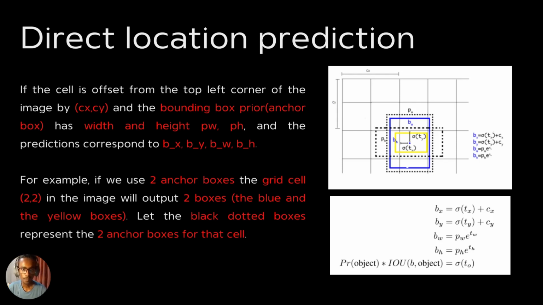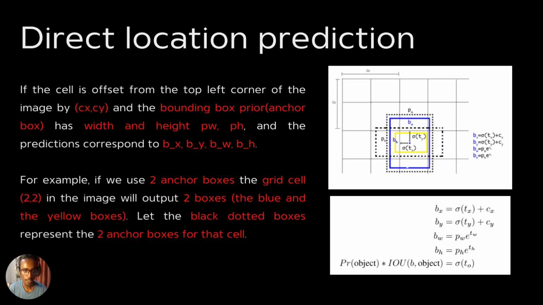Now we have to segregate these two, because tx, ty, tw, and th are the initial ones that we're going to use, and then the final predicted bounding box coordinates will be given as bx, by, bw, and bh, and we're going to compute them from those values of tx, ty, tw, and th.